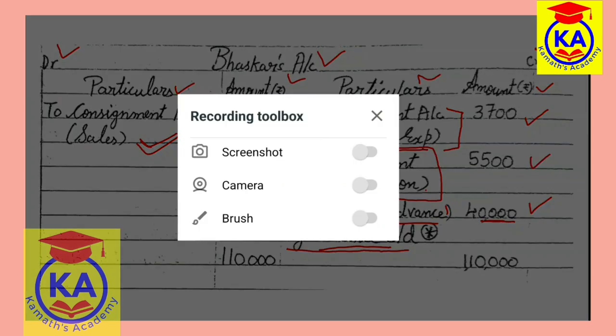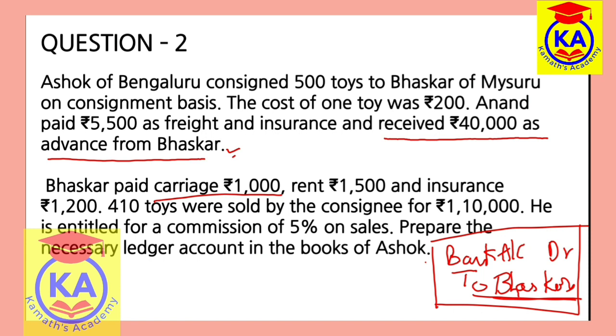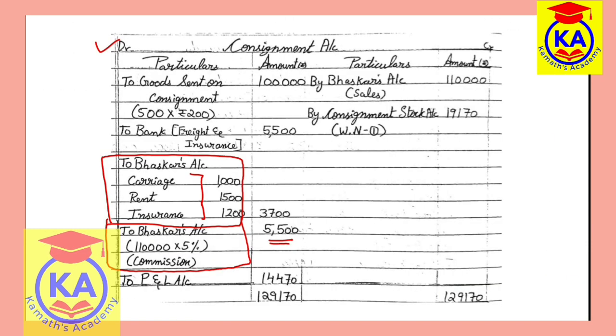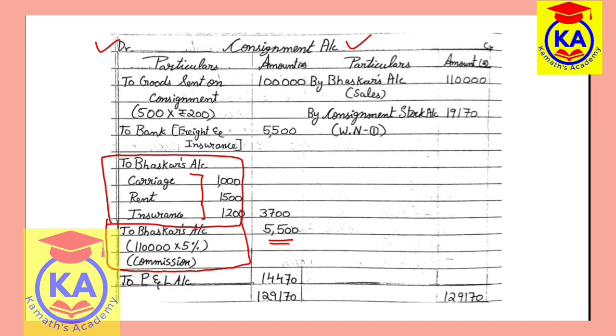In the question they have asked for the consignment account and Bhaskar's account. So I hope you are clear with Bhaskar's account as well as the consignment account as well as the consignment stock valuation.